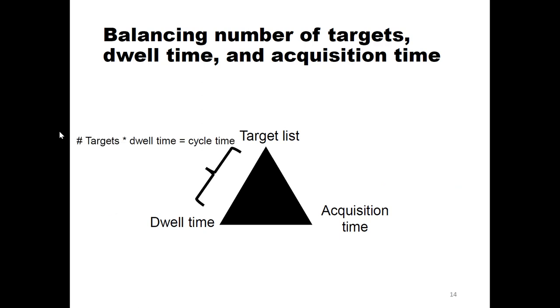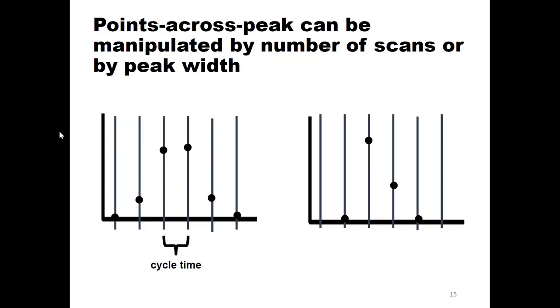One final note I want to make on this little triangle that we'll keep revisiting is that the number of targets multiplied by the dwell time is that cycle time in between scans that I was just talking about. So it's all coming back to the same concepts that I'll try to keep relating to this triangle of things to balance.